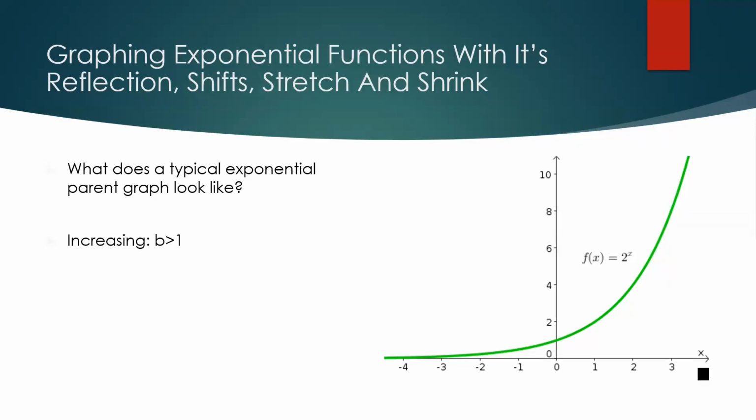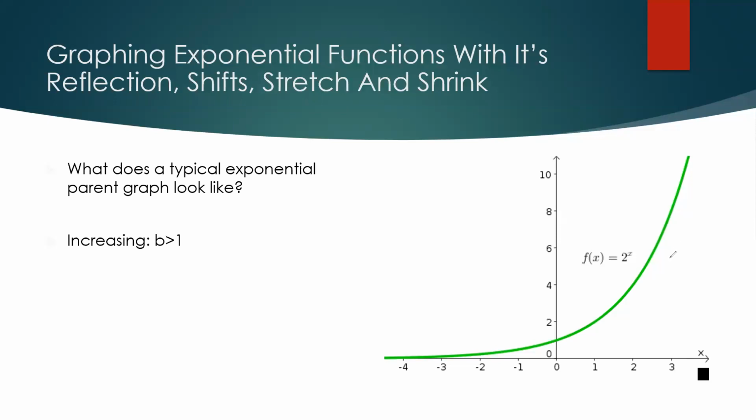Hello, in this video, I will go over all the steps of graphing an exponential function with its reflection, shift, stretch, and shrink. So, what does a typical exponential parent graph look like? There's an increasing exponential where the base is greater than one. If you look at the example, y equals 2 raised to the x, the base is greater than one. It's 2, right?